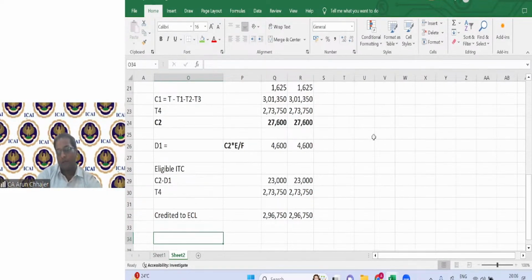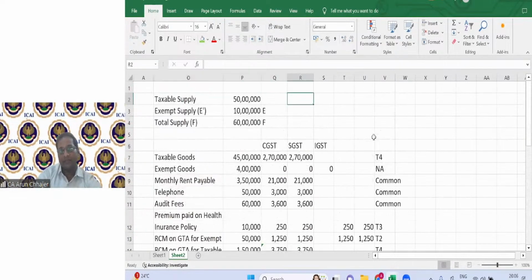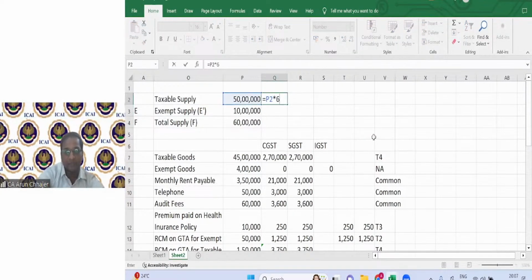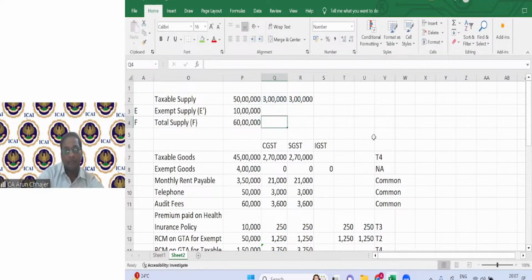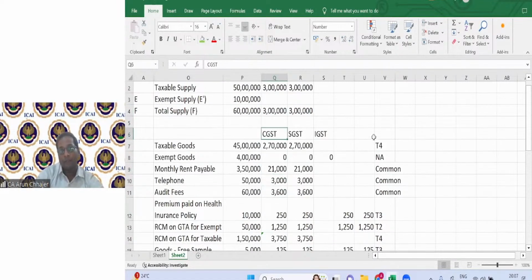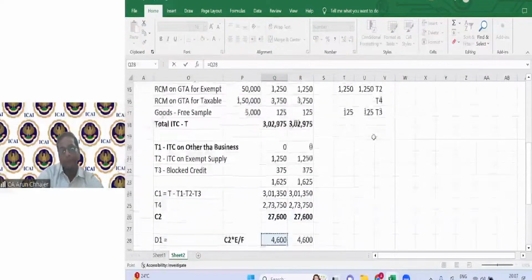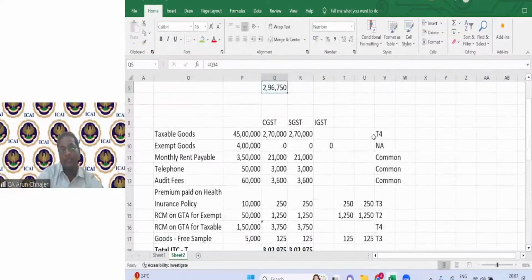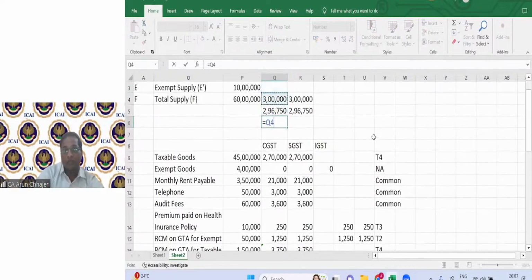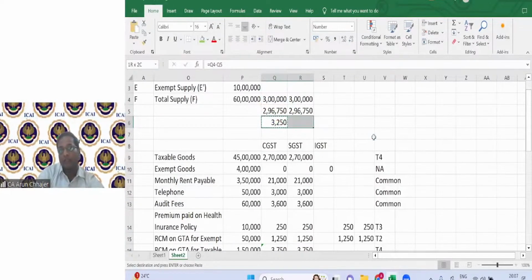Now you have the sales figure: taxable 50 lakh, exempted 10 lakh. How much liability do I have to pay in cash? So first go to the top, what is the taxable sale? The rate is 12%, 6% CGST, 6% SGST. My total sale will come, the total liability will come. How much ITC do I have? The ITC which we just now calculated, 296,750. So we have to pay 3,250 in cash.